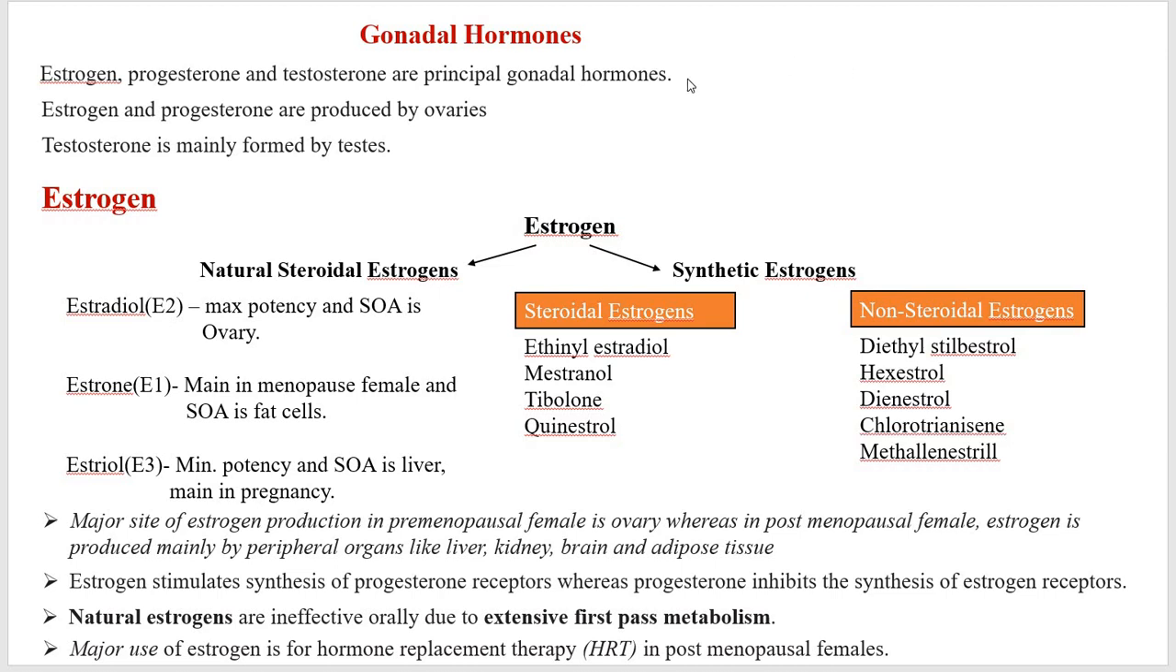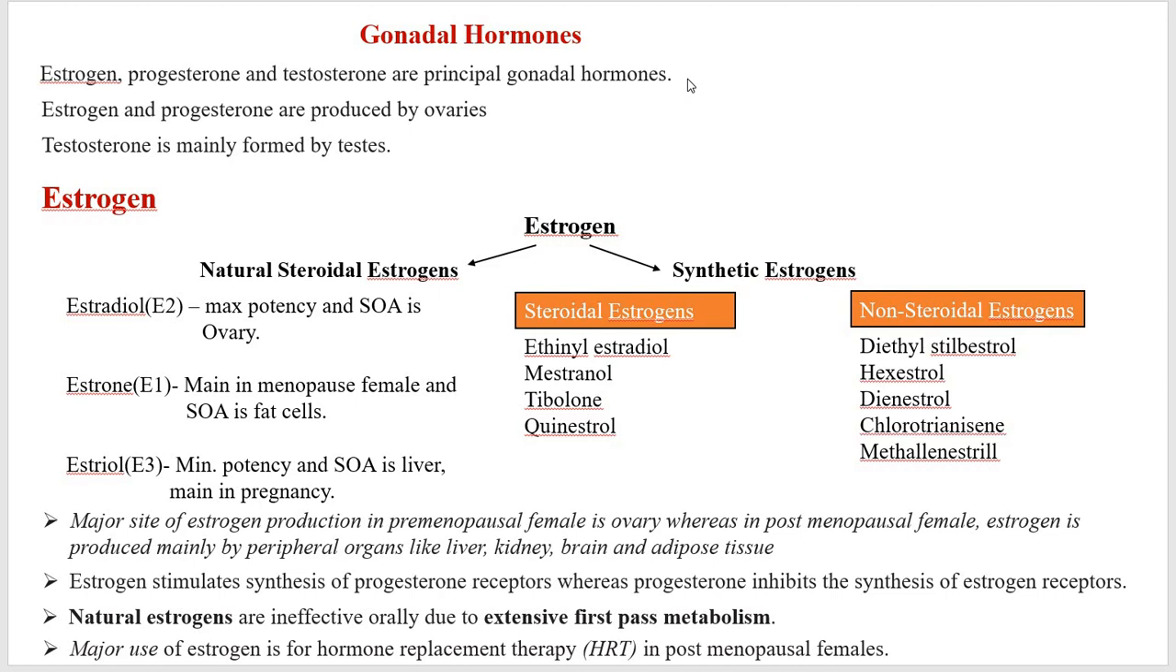Once you complete this class and go through this endocrine system, just read the classification along with this PPT. There is no need to read any book, because whatever points are important for the exam, I have completed here only. Okay, sir.